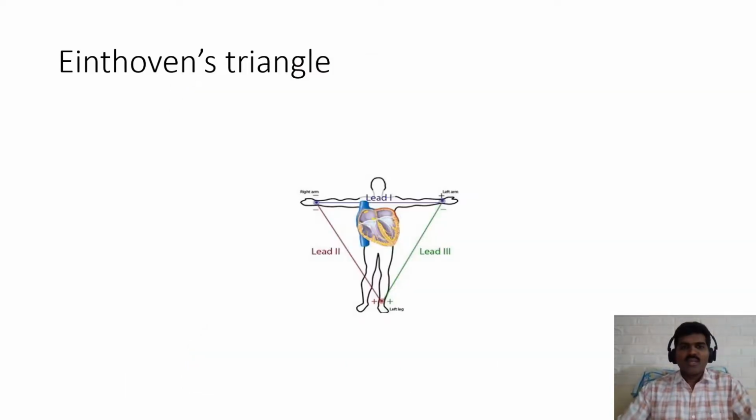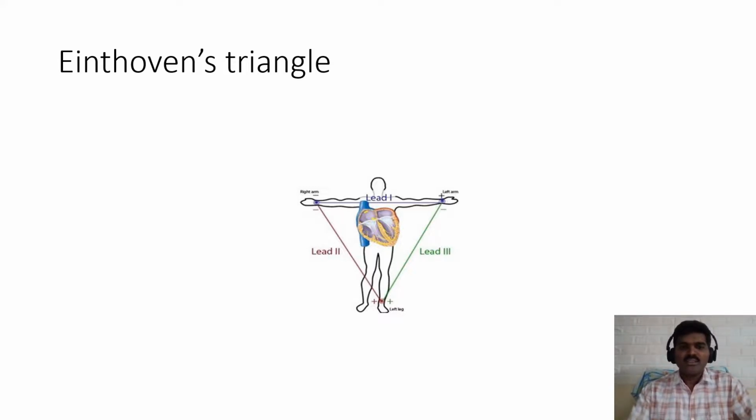So basically, you are recording 12 leads using 10 electrodes. So one of them is neutral. All chest leads, you record 6 leads. The limb electrodes, one is neutral that doesn't participate. The electrode connected to the left foot is neutral that doesn't participate in recording any electrical potential.